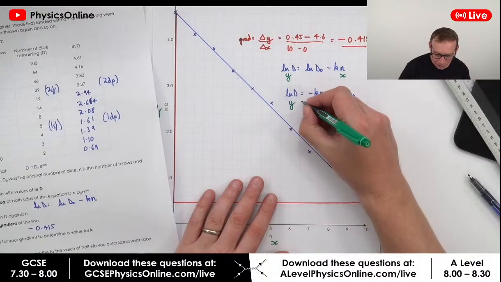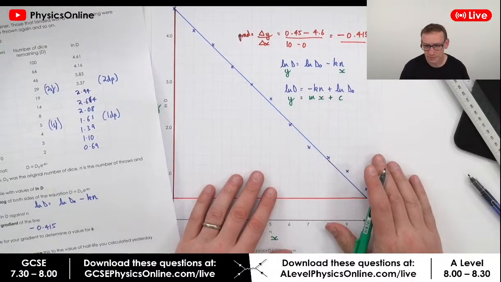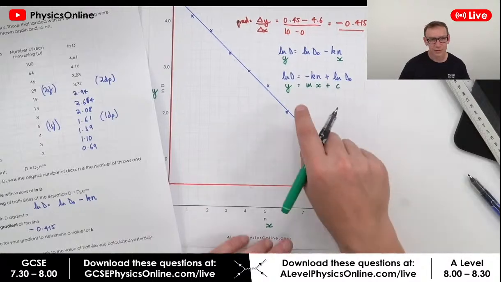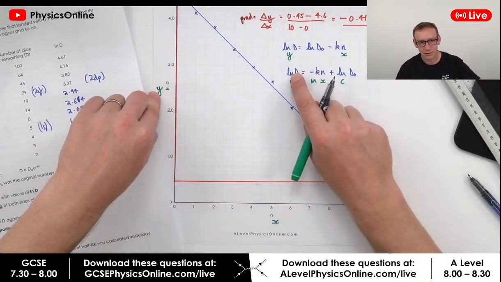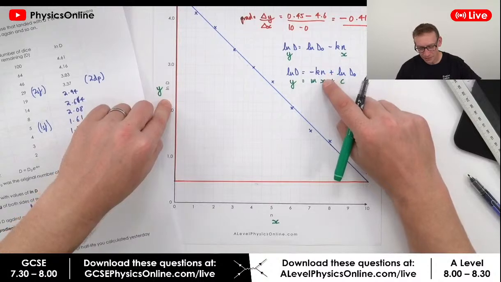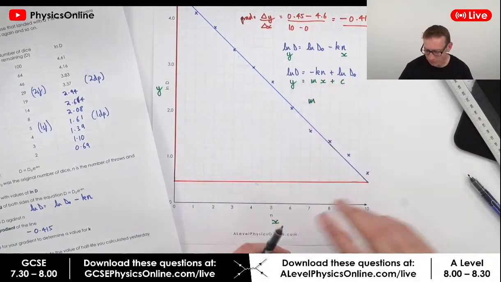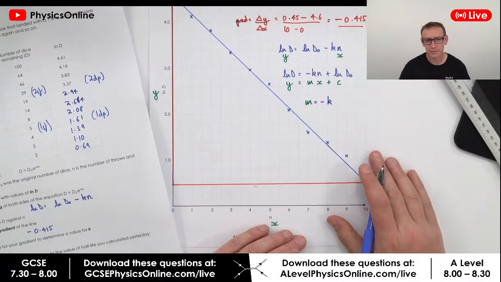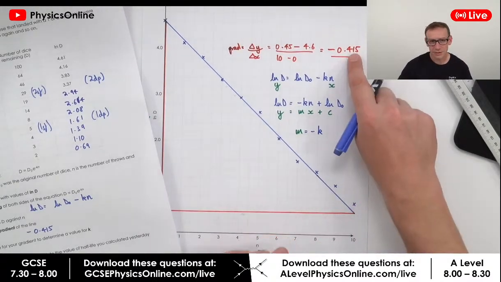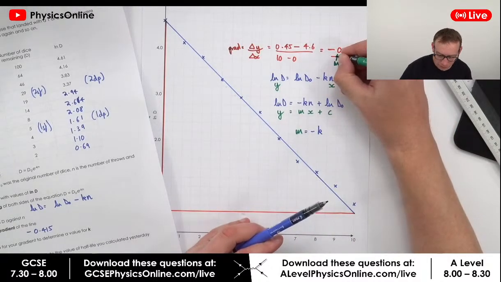We've got y = mx + c. So what this means is that on the y-axis we have the natural log of d, on the x-axis we have n, and this means m, the gradient, is going to be equal to minus k. Now, the gradient is what we calculated up here. So this value here is equal to the gradient.